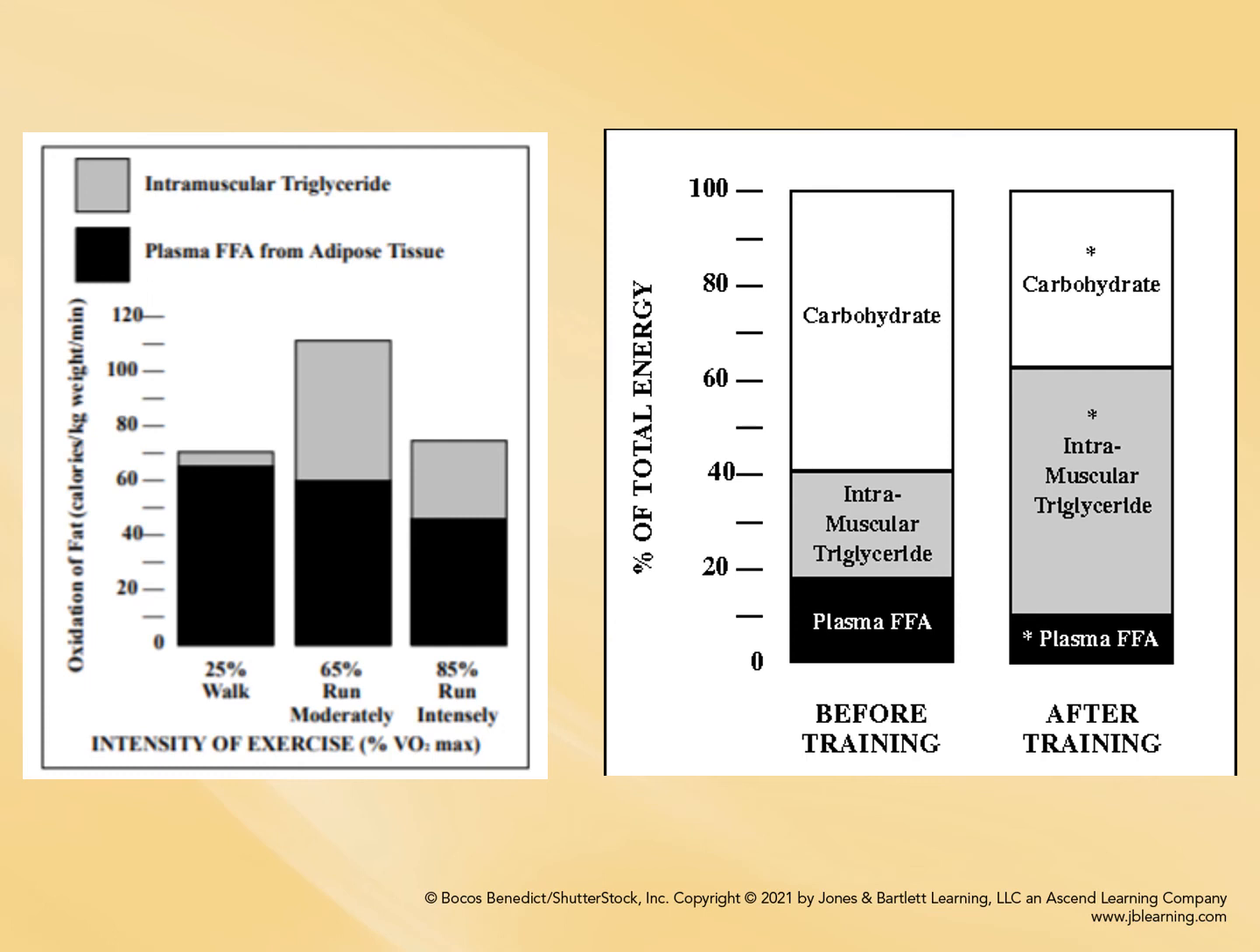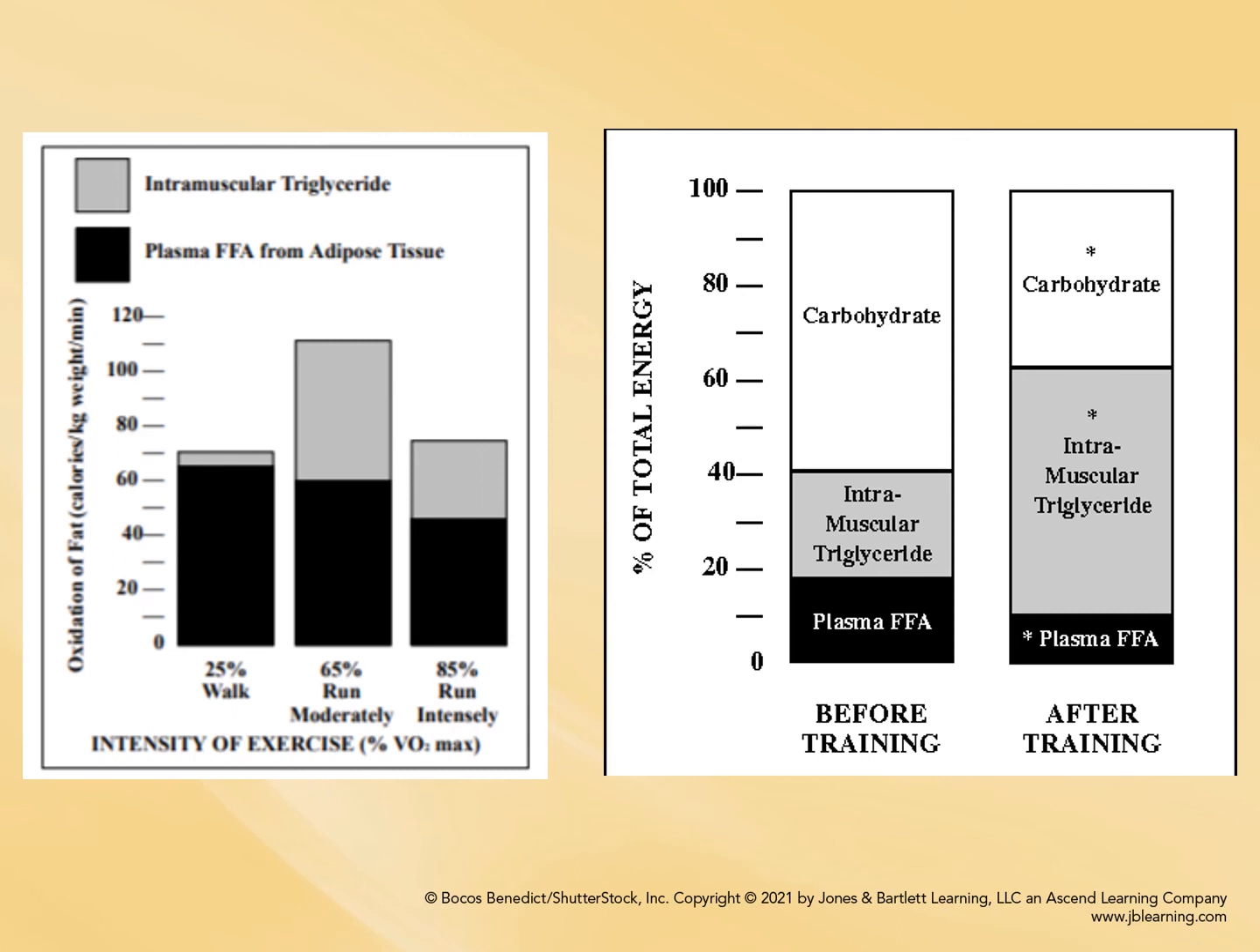This last picture shows what happens with training. And here we have the same exercise intensity, and it's if the person exercises at the same intensity of 65% of their maximum capacity before training, this is their reliance of energy. So major component is carbohydrate, intramuscular, followed by plasma-free fatty acid.